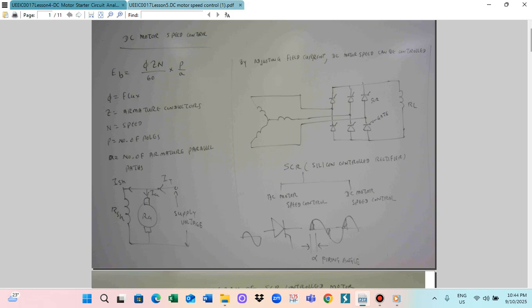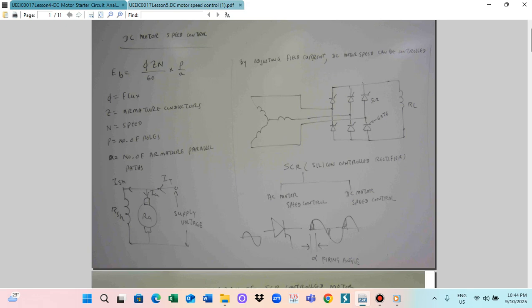So DC motor speed can be controlled. This is the speed control method. Normally we control the speed electrically. By adjusting the field excitation current, we can control the DC motor speed.